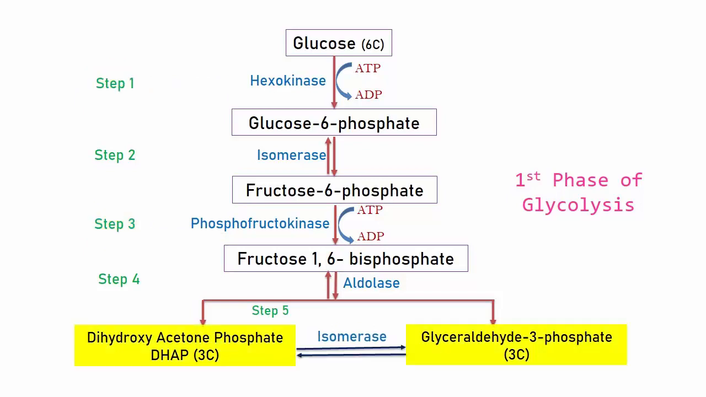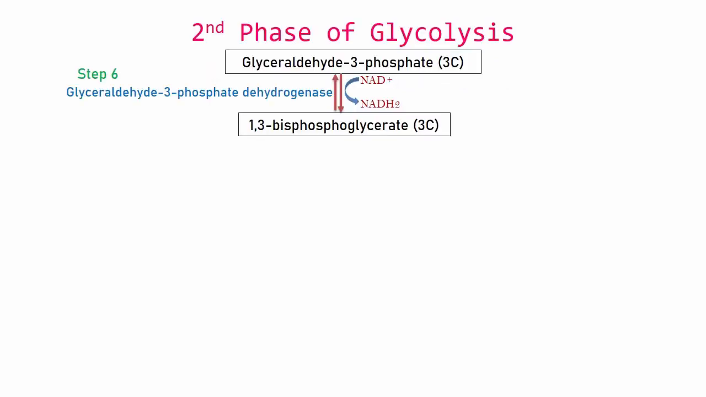Now, you can see the end products of phase 1 of glycolysis. Two 3-carbon molecules, dihydroxyacetone phosphate and glyceraldehyde 3-phosphate, are the end products of phase 1. Glyceraldehyde 3-phosphate can continue with the next steps of the pathway and dihydroxyacetone phosphate can be readily converted into glyceraldehyde 3-phosphate. Now let's look at the second phase of glycolysis. It involves 5 reactions and it begins with glyceraldehyde 3-phosphate.